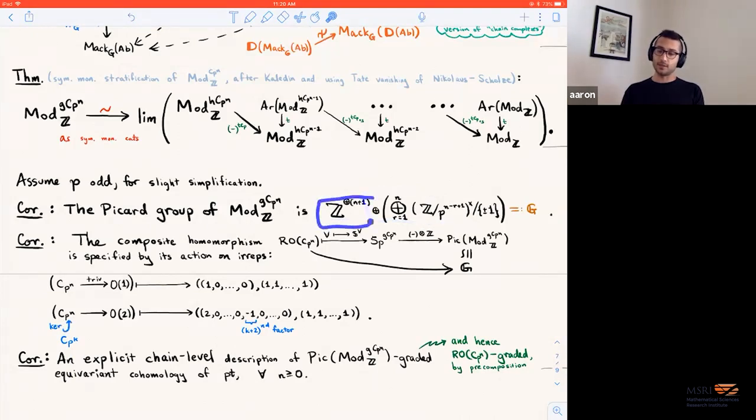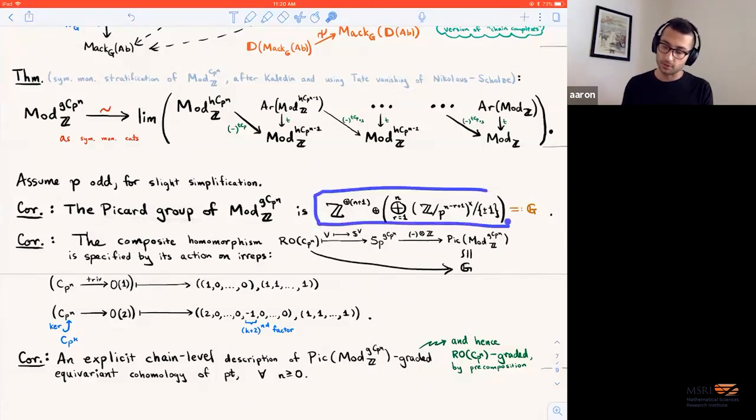There's a bunch of copies of Z, and then there's these various rings, and then you take their multiplicative elements, and then you quotient by the subgroup of plus and minus one, and you do that for all different R's. And I'll just say that these arise in the homotopy of the Tate construction on homotopy fixed points of Z is basically where that's coming from. So that is the Picard group, the relevance of which I'll explain in just a moment. So the Picard group is this explicit group. I'll call that G for short.